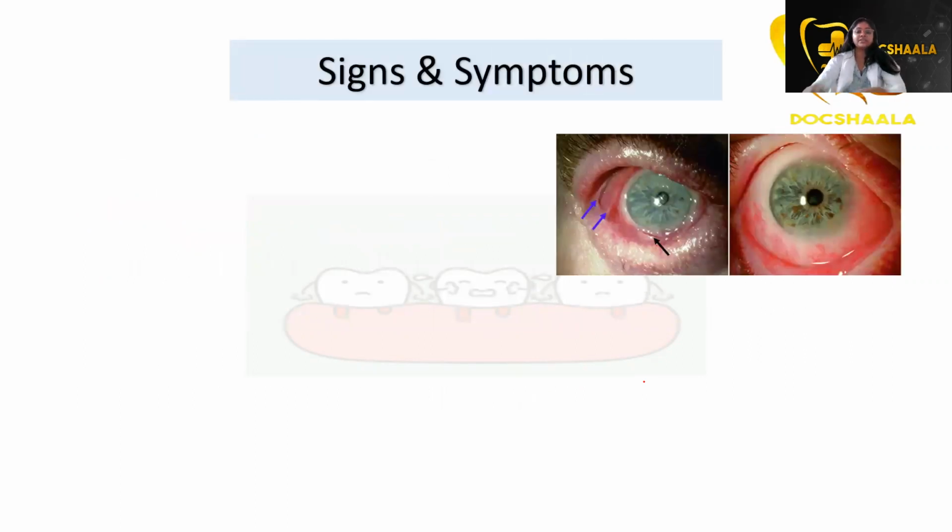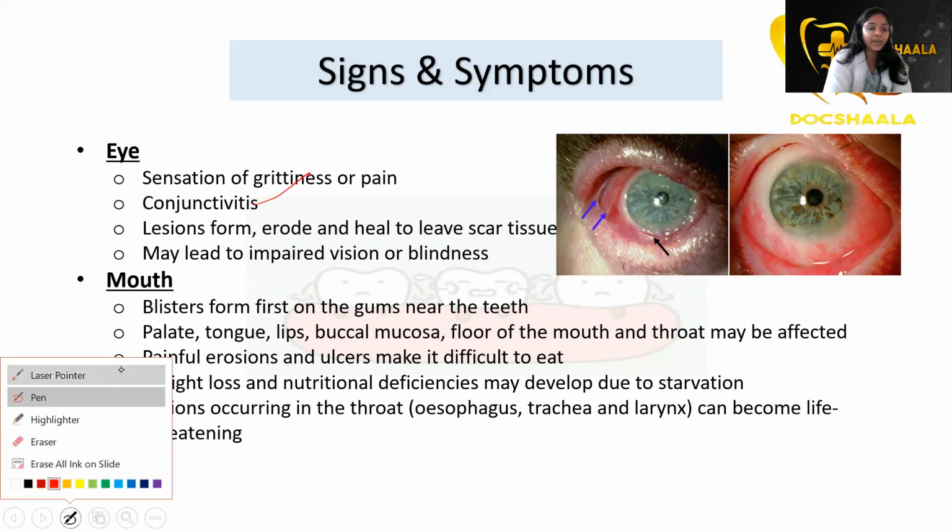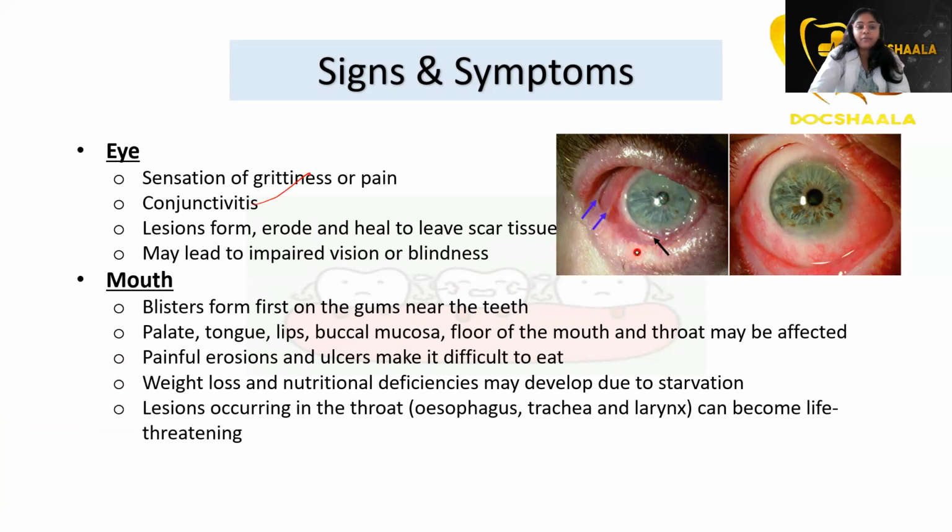Signs and symptoms: this mucous membrane pemphigoid involves various organs. So let's see how these organs present themselves in the disease. Here we can see the eye. The eye presents with a sensation of grittiness or pain, and there is conjunctivitis, as you can see in the eye here. The lesions form, erode, and heal to leave scar tissue. We can also see scar tissue there, which may lead to impaired vision or blindness.